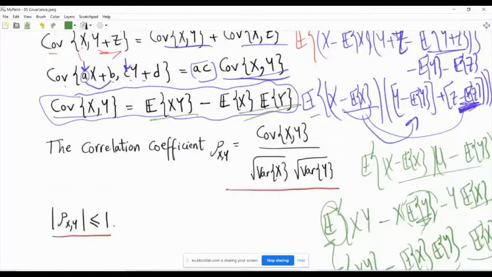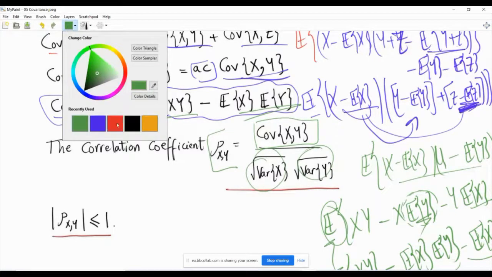Now we define something called the correlation coefficient, which is a sort of normalized covariance. The correlation coefficient of two random variables x and y is obtained by computing the covariance and then dividing by the standard deviation of x and the standard deviation of y. The standard deviation is nothing but the square root of the variance. So we take the covariance of x and y, divide by the square root of variance x and the square root of variance y, and this gives you the correlation coefficient.